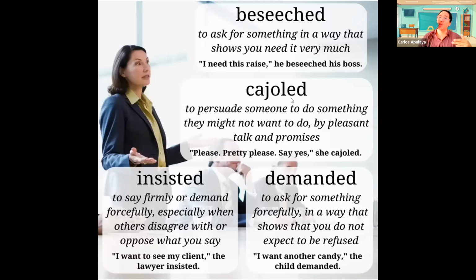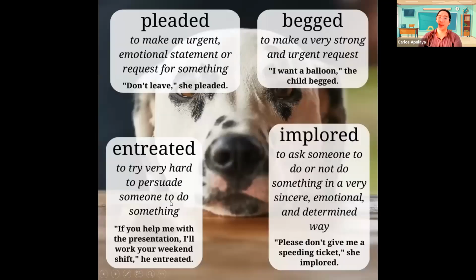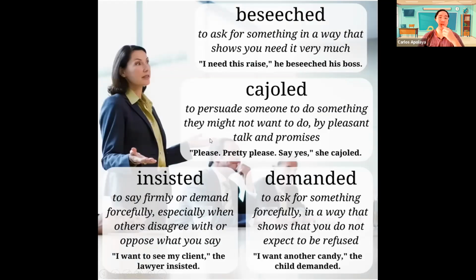Next, this is the next one, pretty common. Cajole. Cajole is similar to the previous one, entreated. But what is the difference? That you persuade someone to do something they might not want to do by pleasant talk and promises. For example, Raul said, I can buy flowers if you go with me. No, he didn't say, he cajoled, I can buy flowers if you go with me. Cajole. You get it?